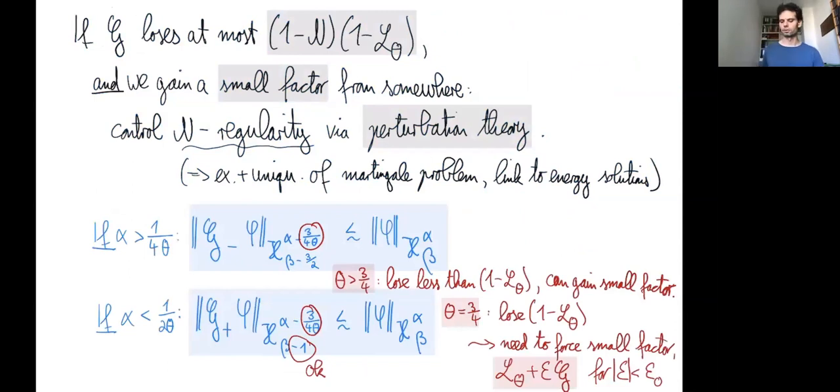So we need to force this. So we need to change the operator to L theta plus epsilon times G. Epsilon could be either sign, but it has to be an absolute value less than some epsilon 0. If this is true, then you have this smallness condition and you can apply the perturbation theory and get the bound in N and then carry everything through.